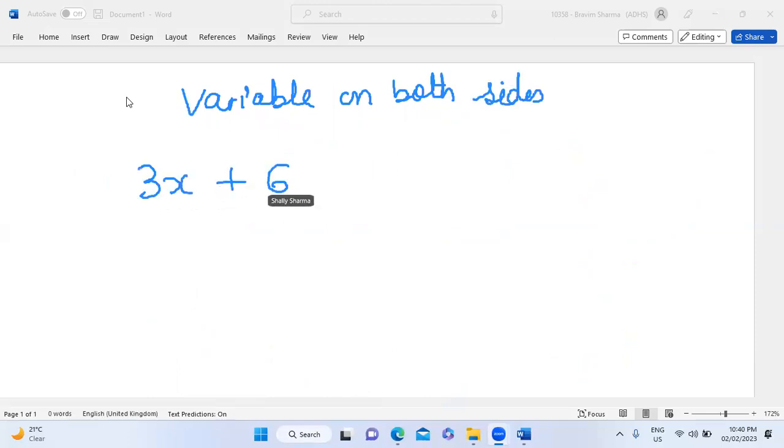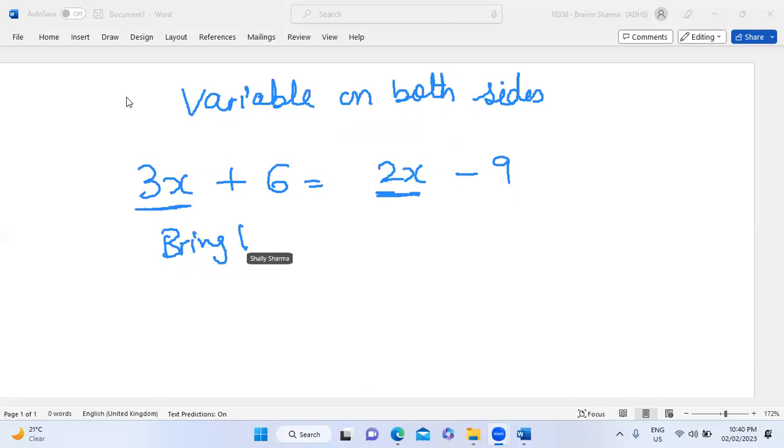Now, the second type of questions are when you have variables on both sides. For example, I have 3x plus 6 is equal to 2x minus 9. So in this question, we have 3x on the left side of the equal sign and 2x on the right side. Now the easiest way to do this question is to bring the variable to only one side.